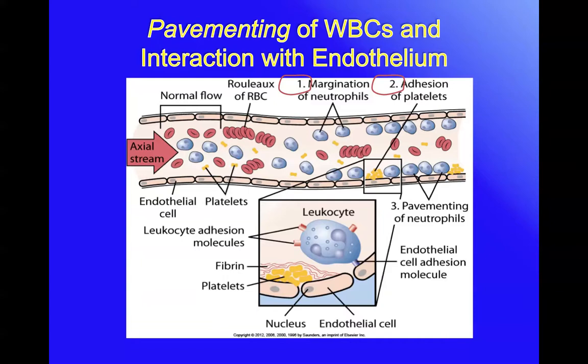inflammation and the coagulation of blood. Strands of fibrin form, which are the first step of clot formation. Step 3 involves the pavementing of neutrophils, which is mediated by adhesion molecules activated by mediators of inflammation.